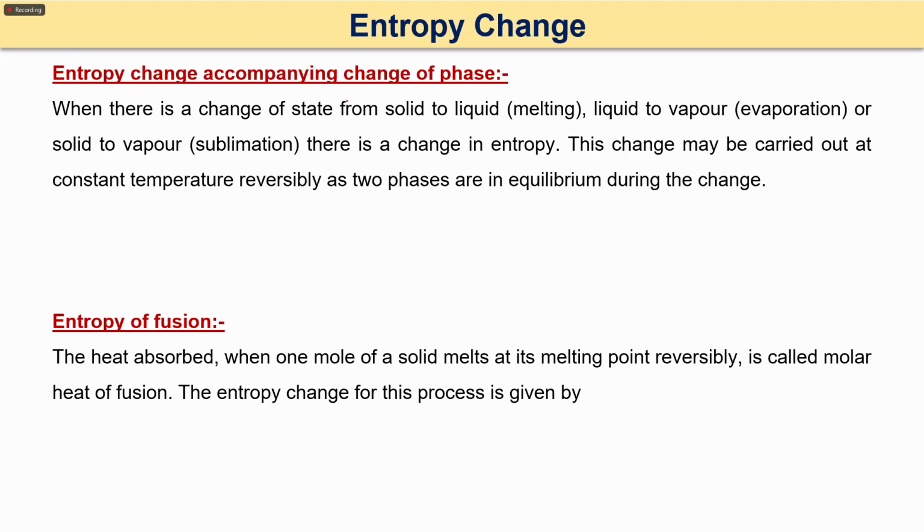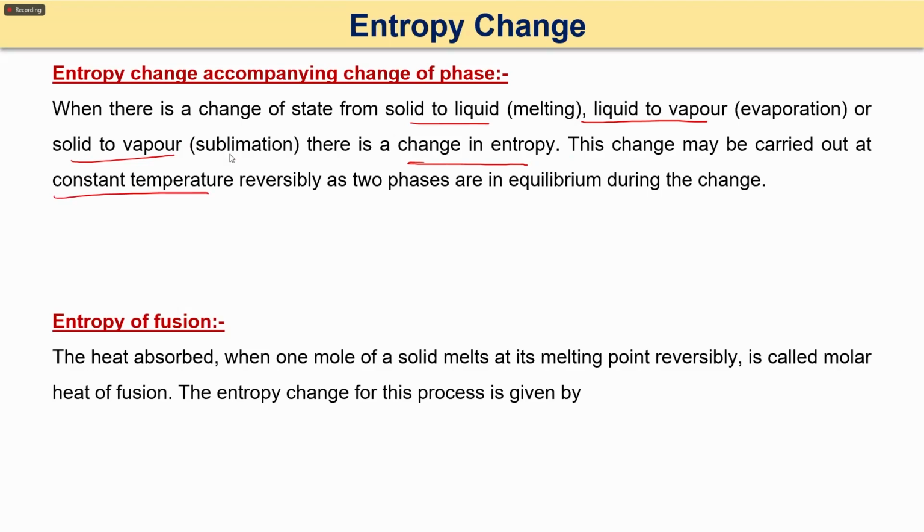Okay, so for example, the change of ice into liquid water, what will happen? This happens at the same temperature, at 0 degrees Celsius. So this change may be carried out at a constant temperature reversibly as the two phases are in equilibrium during that change. Okay. So when there is a change of state from solid to liquid, liquid to vapor, and solid to vapor, then there is a change in entropy, and this can be carried out at a constant temperature.